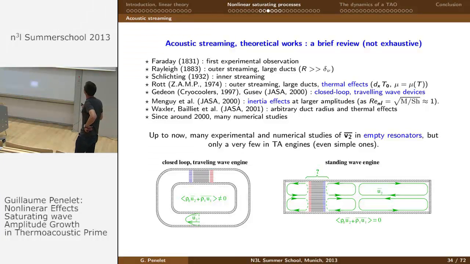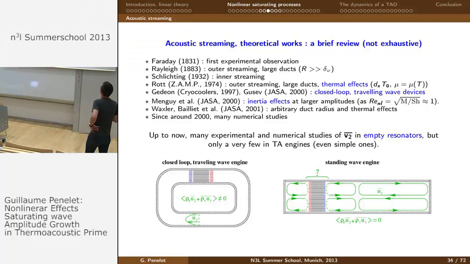First of all, what we know from the works by Menguy and Gilbert is that as soon as the acoustic level is so high that this non-dimensional number, the nonlinear Reynolds number, defined as the ratio between the acoustic Mach number and the shear number, approaches unity, which is the case in thermoacoustic engines, then we should account for inertia effects in the description of acoustic streaming.